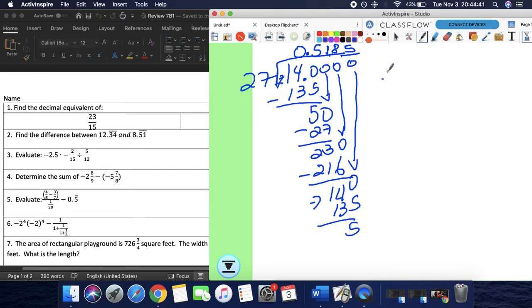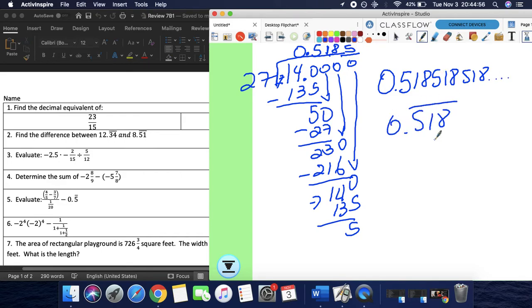So if we were to continue for this particular problem forever and ever, we would get 518, 518, because 518 will repeat over and over again. So our final answer is 0.518 with bar notation. Okay, not too complicated so far.